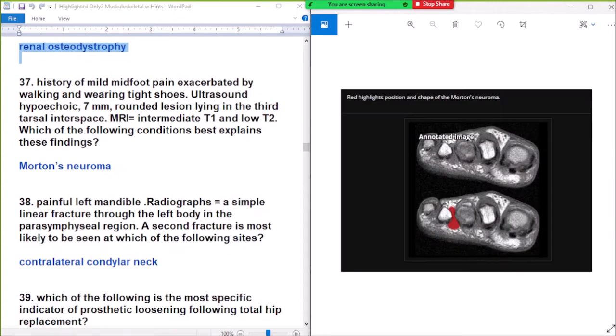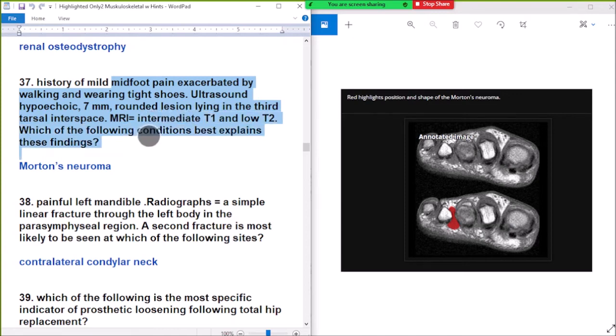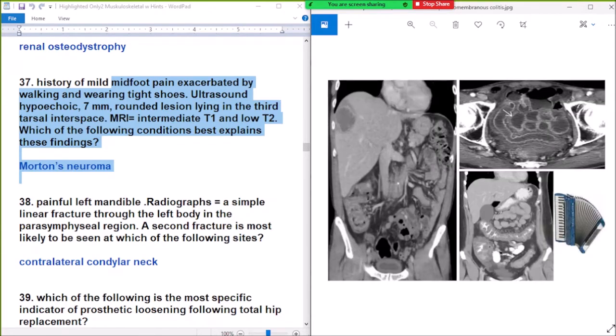Question 37. History of mild foot pain exacerbated by walking or wearing tight shoes, with a hypoechoic 7 mm rounded lesion lying in the third intermetatarsal space. MRI intermediate on T1 and low on T2. Which of the following conditions best explains this? Morton neuroma.